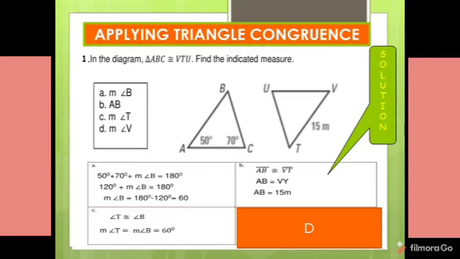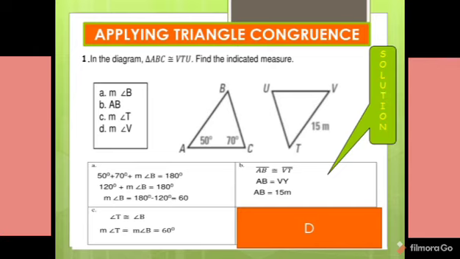Next up we have letter C. Measure of angle T. To find the measure of angle T, always have this idea of the corresponding angles. The corresponding angle for angle T in the first illustration is angle B. And we already have the measure of angle B, which is 60. Therefore, the measure of angle T will also be the same as the measure of angle B, which is 60. Is that clear?